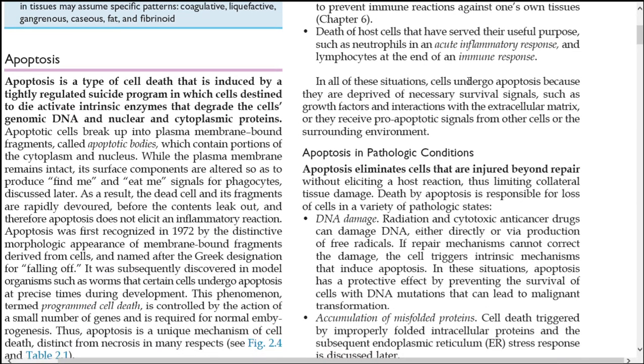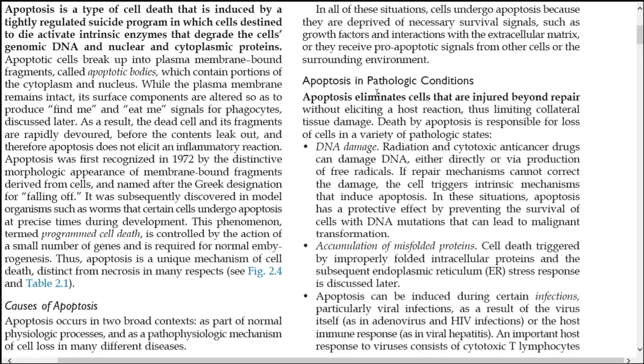See, we want these cells to undergo apoptosis because they do not receive any necessary survival signals such as growth factors and interactions, and it will be a burden for our body to contain all these extra cells. So we want apoptosis to occur. We have seen previously the physiological conditions. Next, we are going to see pathological conditions.